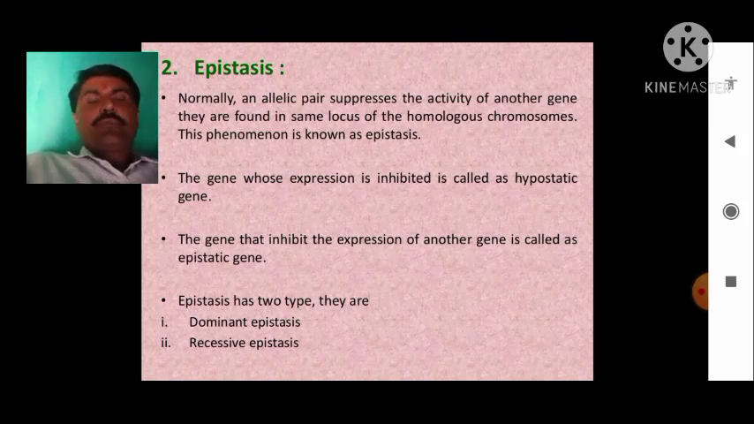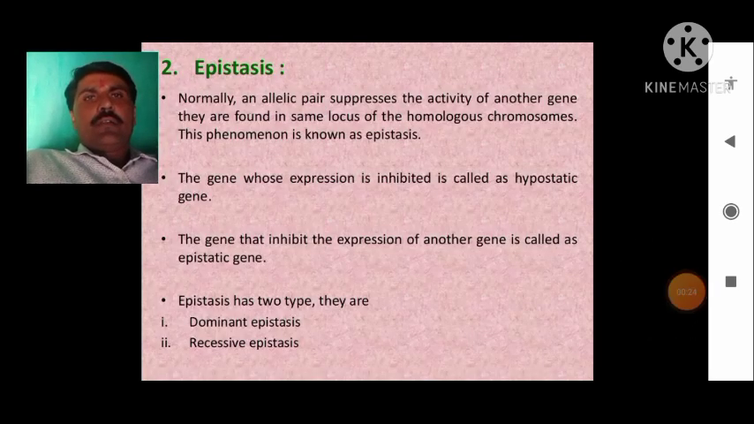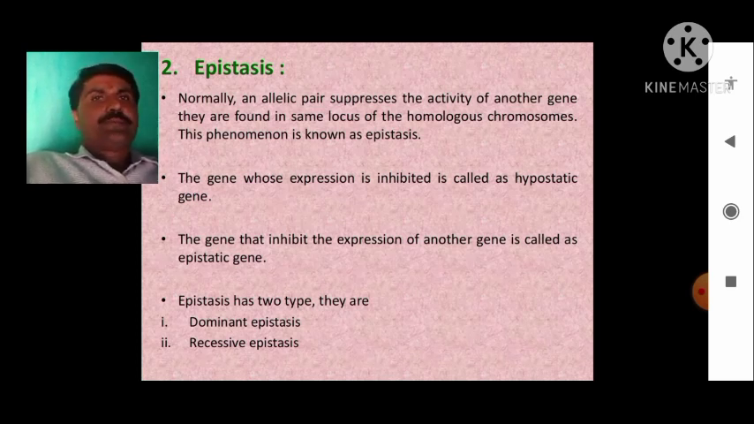Today we are going to overlook the genetic interaction, or gene interaction, among themselves. While studying gene interaction, we have studied two types: allelic gene interaction, and the second one, non-allelic gene interaction. We are now studying non-allelic gene interaction.